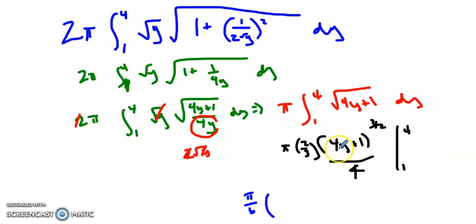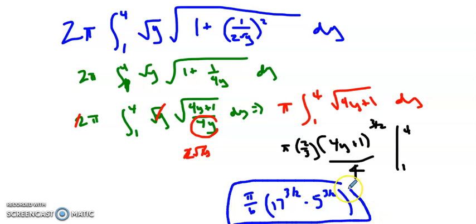And then if I plug in a 4, I get 17 to the 3/2. And if I plug in a 1, I get 5 to the 3/2. And look at that. It's the exact same answer I got when I did this the other way. So basically you can find surface area in terms of either x or in terms of y, and you'll get the same result.